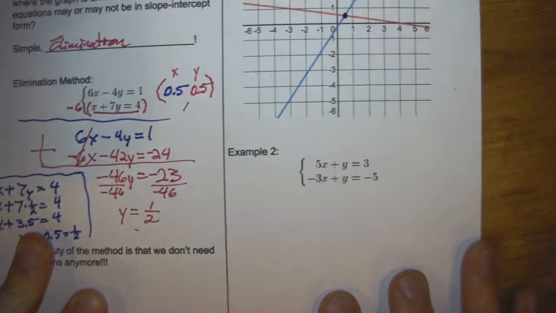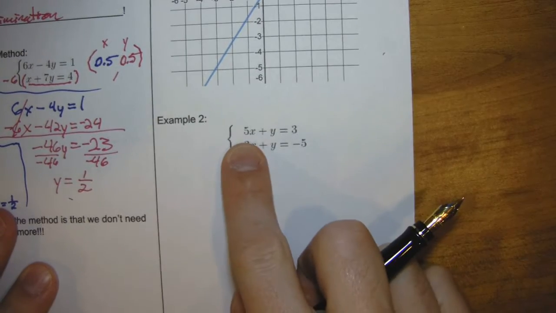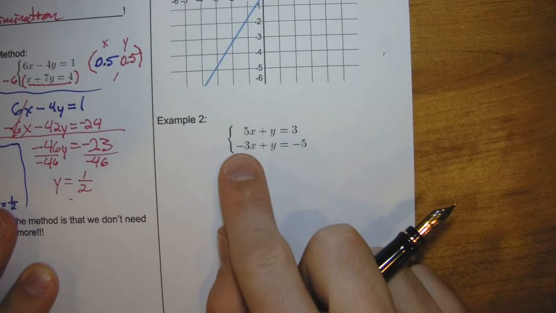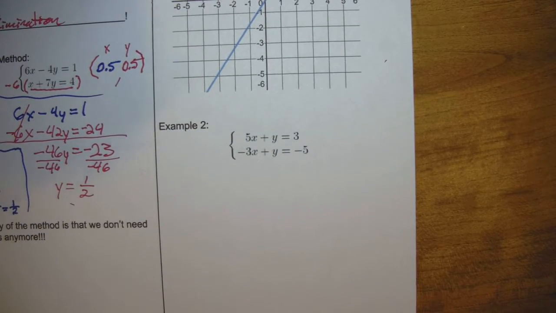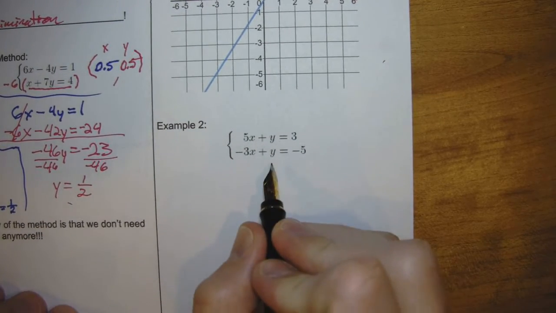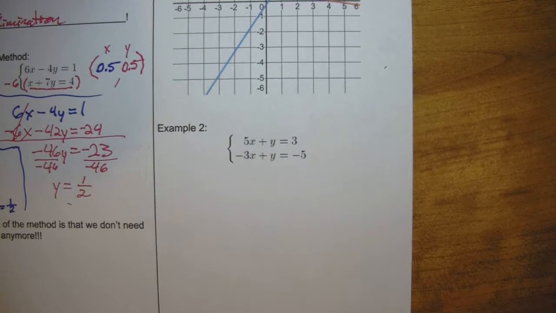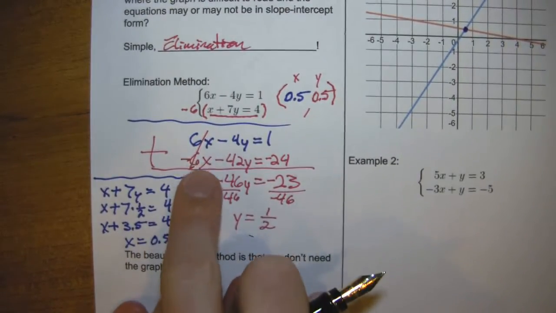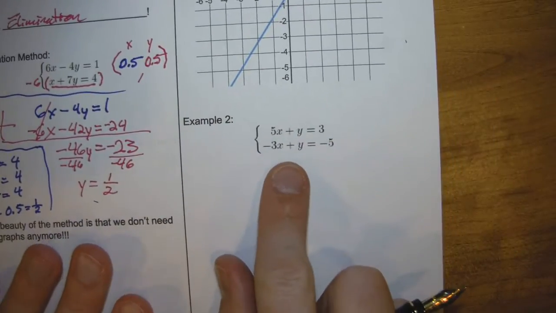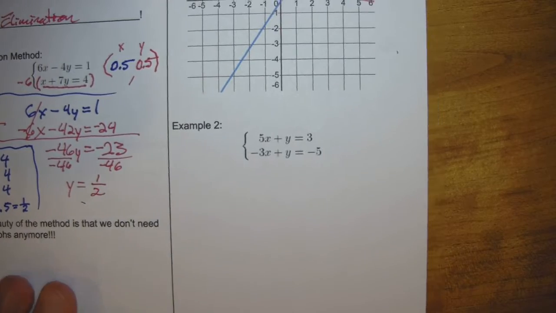All right, let's try another one. Here in example 2, I've got 5x plus y equals 3, and -3x plus y equals -5. I notice that in this case, if I'm trying to get rid of something, I think y is going to be easier to get rid of. Notice the y's are almost identical. The question is, what am I going to multiply by? Notice over here we multiplied by -6 to get these to go away. What could I multiply by to make my other y disappear?